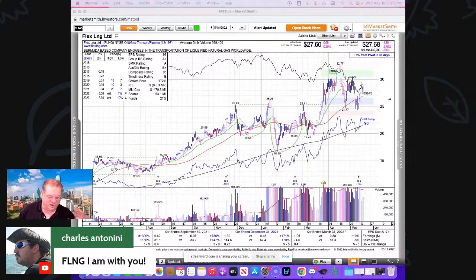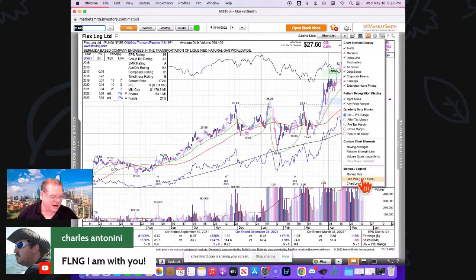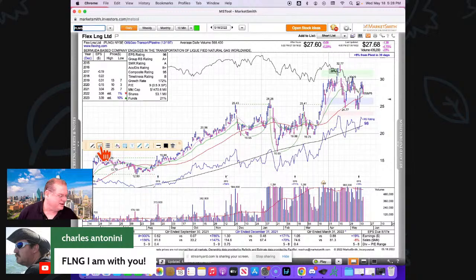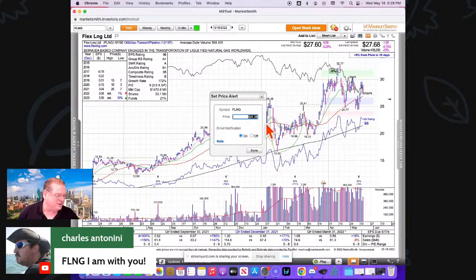And there's not that much transport out there, but this is one of the companies that does have transport, FLNG. Now, I'll show you my entry on this one. Oh, I didn't mark it. I'm trying to make sure that I mark every entry that I have. Sometimes I get busy and I don't. But this is my stop loss right here. I have a stop loss on this one.